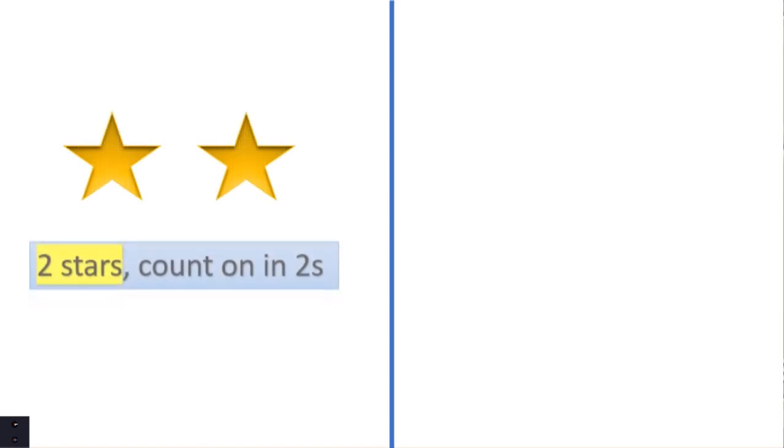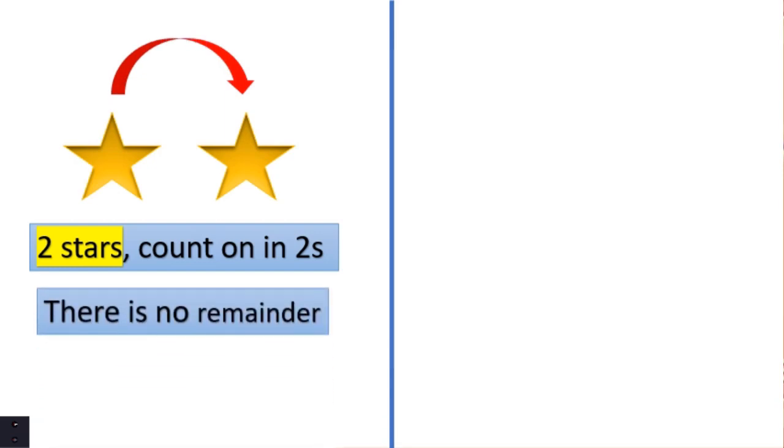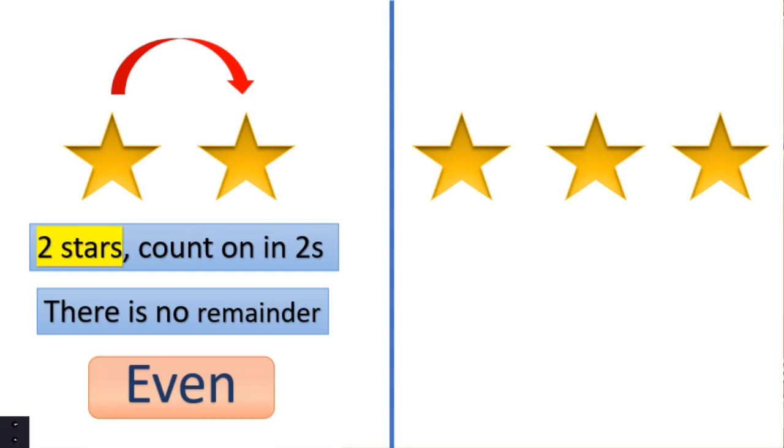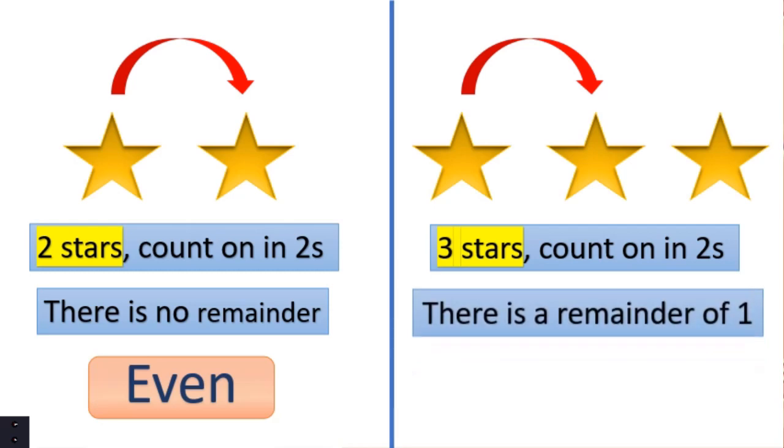For example, we have here 2 stars, and you count on in twos, there is no remainder. That is called even number. So 2 is an even number. Next, we have 3 stars. If you count on in twos, there is a remainder of 1. 2, 1. That's 3. So there is a remainder of 1, meaning 3 is an odd number.